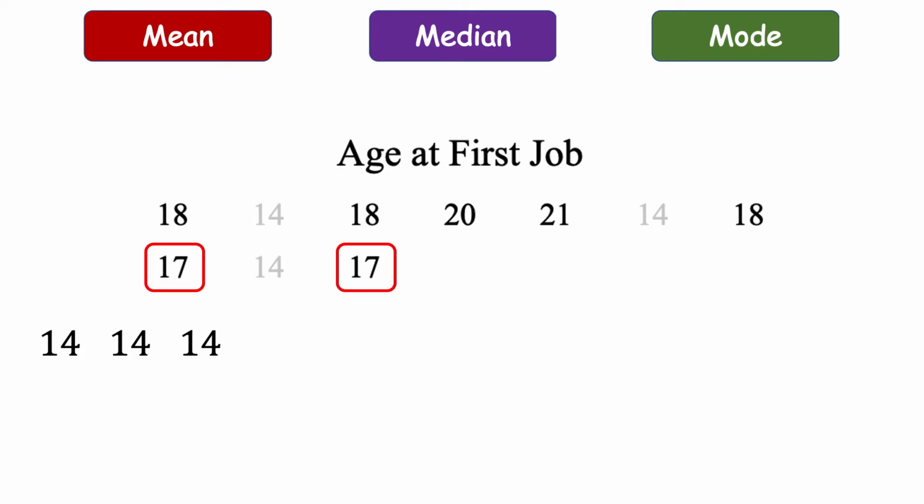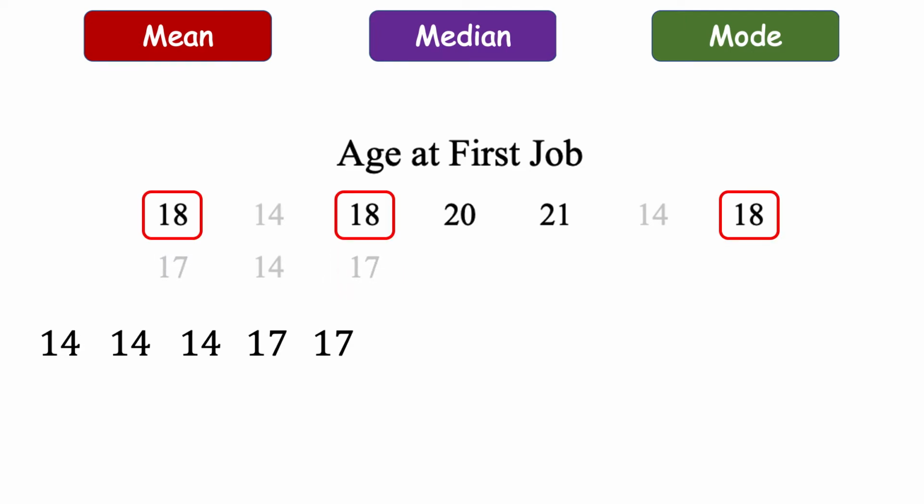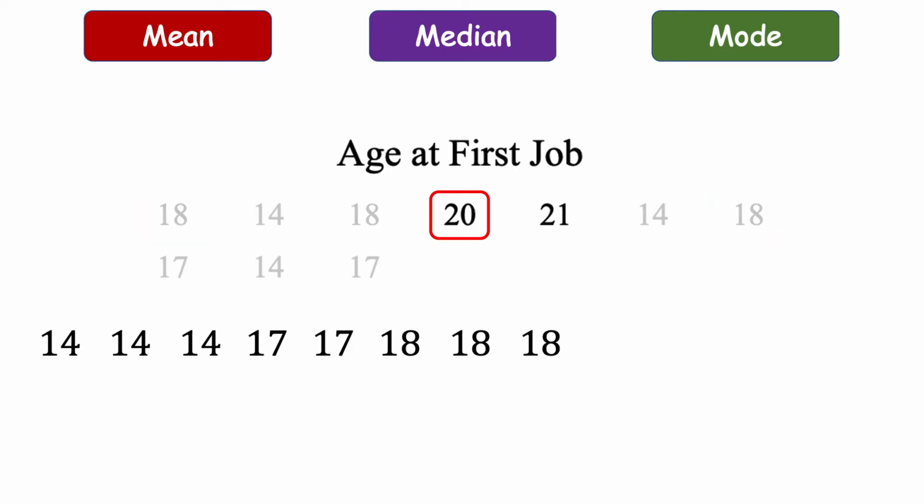So next number is 17. So I'm going to write my 17s, gray them out. Next number up is 18s. Next number up is a 20. And then I got my 21 after that. Okay. And then that's it. So I have them in order now.